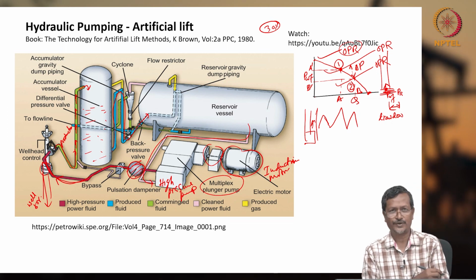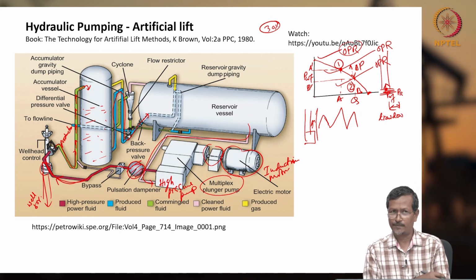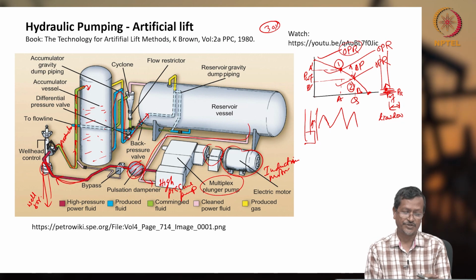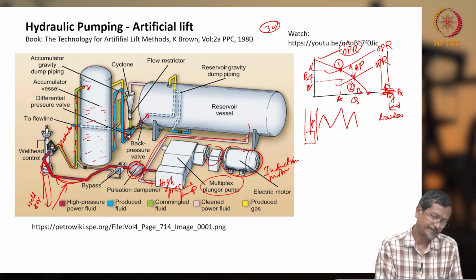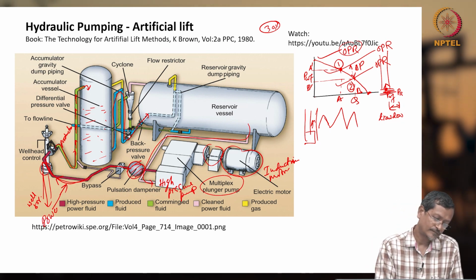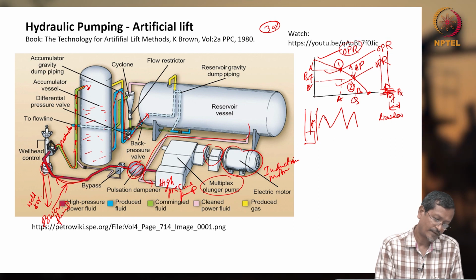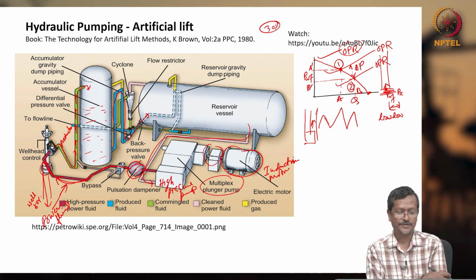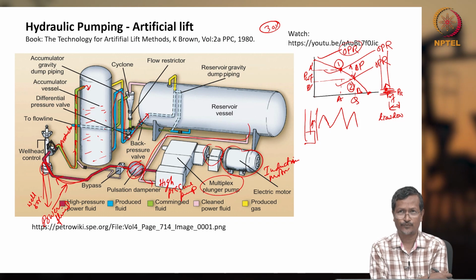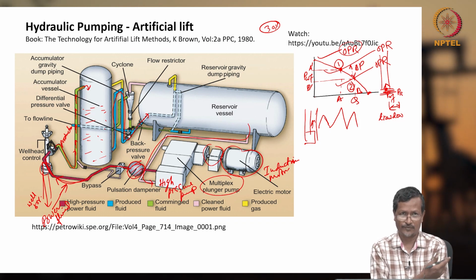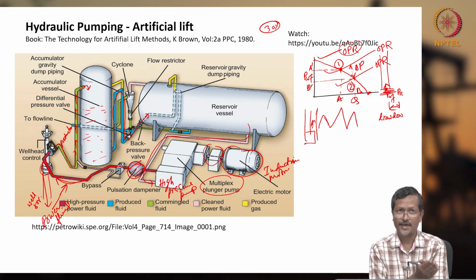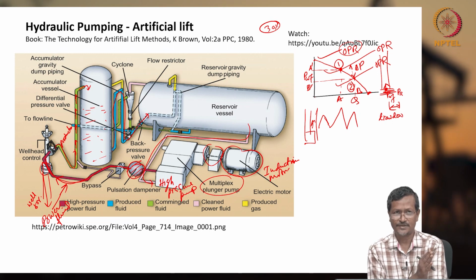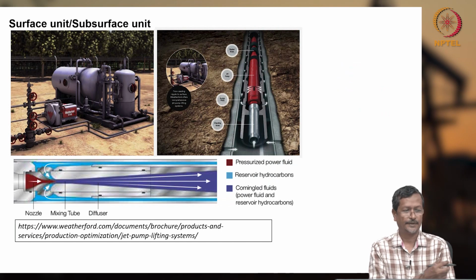When it is going to the wellbore, the wellbore fluid can be mixed with whatever high pressure fluid you are giving, or it can be separated. This high pressure fluid is called power fluid. So in many cases the power fluid and the produced fluid, or whatever fluid you are getting from your reservoir, will be mixed. In some cases that fluid will not get mixed, they will be separate.